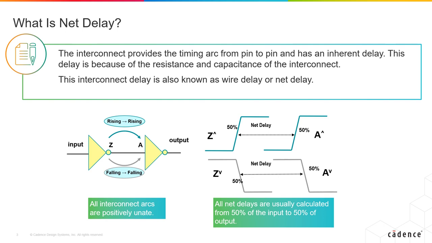The net delays are calculated typically from 50% of the input to 50% of the output. It is important to notice that all these interconnects are naturally positively unate. The timing arcs of the nets connect the timing arcs of the cells to form a timing path. The timing of these timing paths are then verified against any given requirements to make sure your design works.